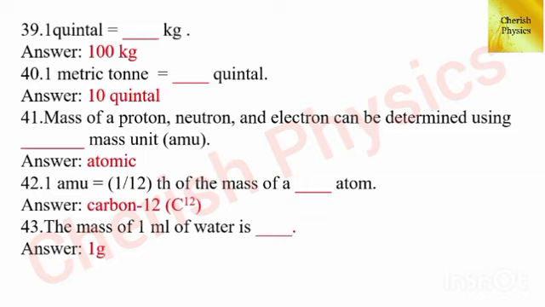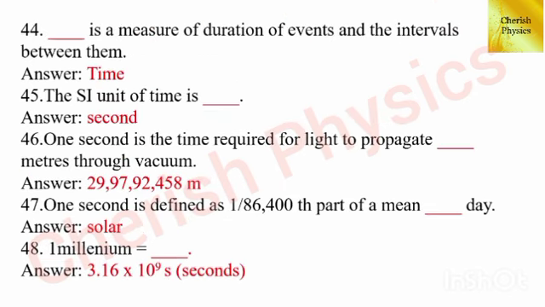Mass of a proton, neutron and electron can be determined using dash atomic mass unit, AMU. 1 AMU is equal to 1/12 of the mass of a dash atom. Carbon 12 atom. The mass of 1 ml of water is 1 gram. Dash is the measure of duration of events and the intervals between them. Time. The SI unit of time is second. 1 second is the time required for light to propagate dash meters through vacuum.